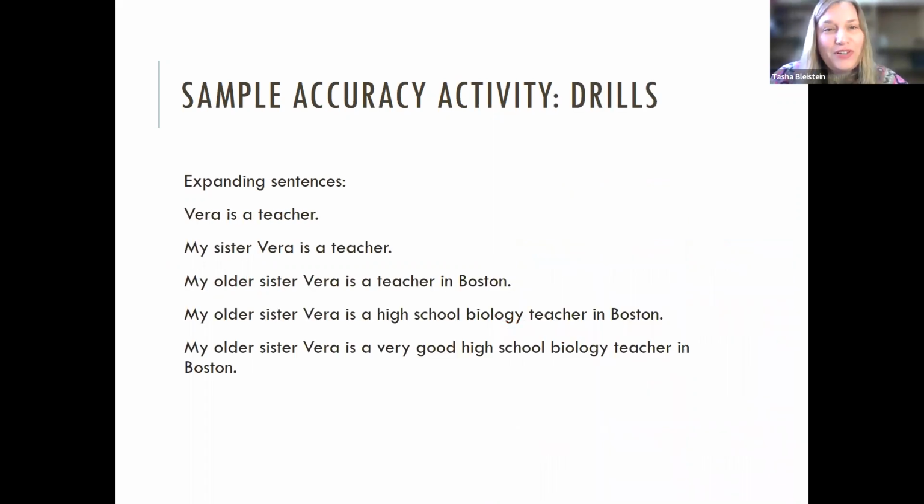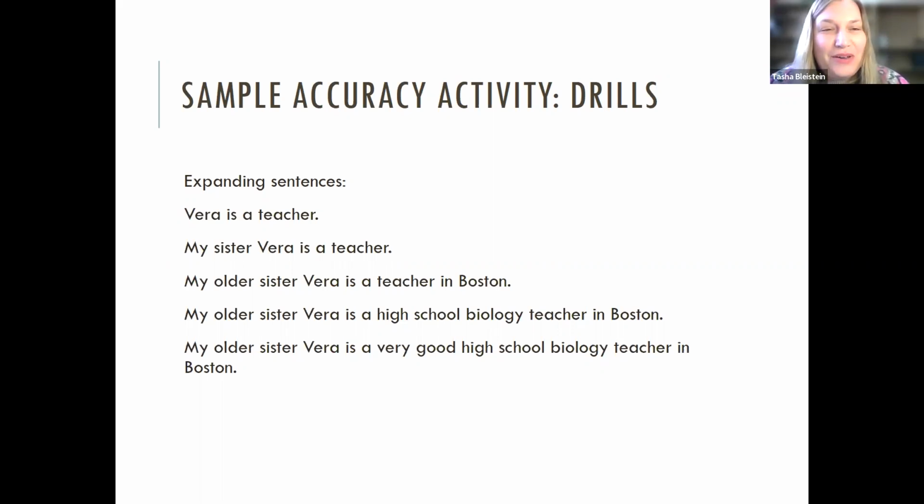Here's an example of a drill. This one is called expanding sentences, and it's actually a pronunciation drill because Spanish speakers struggle in English to differentiate between the B and the V sound. So this one has a lot of B's and V's. So we would go over how to pronounce the B sound versus the V sound. And then I might over exaggerate that I can put the teeth on the bottom lip and see those.